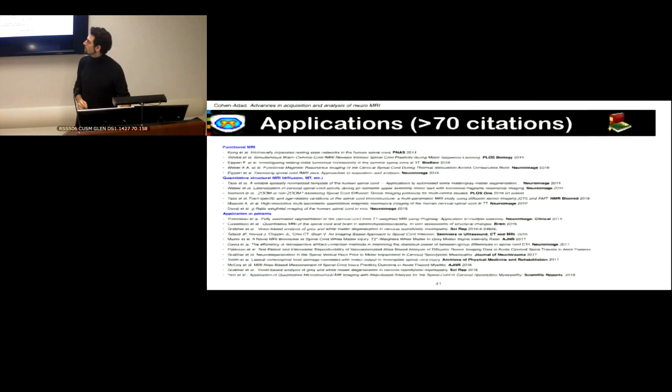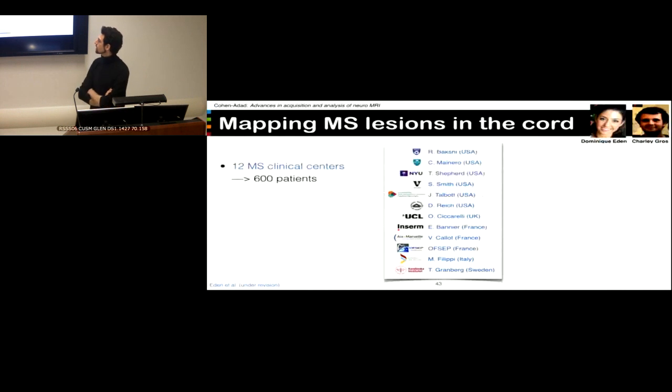So the spinal cord toolbox is mainly used by people doing functional MRI in the spinal cord, quantitative structural MRI, and also patient populations. I would say mostly MS and injuries, traumatic or non-traumatic injuries. So I'm going to give you one example of application, which is a project that was recently finalized. Actually, last week it was accepted in Brain.